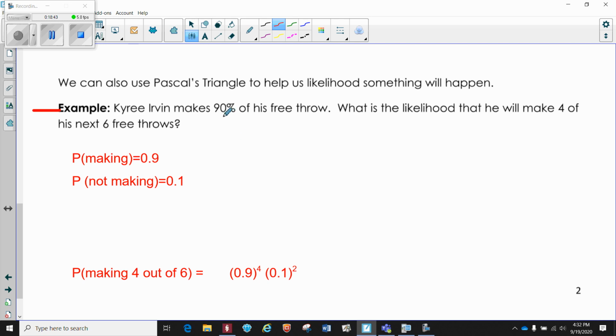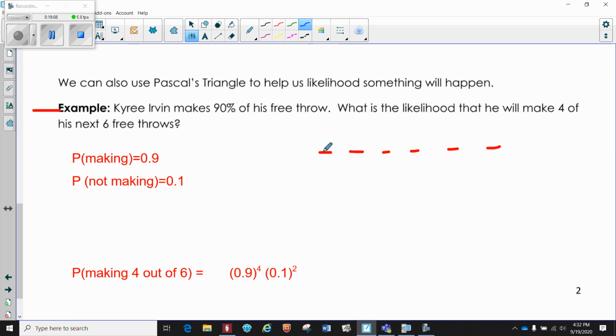So 10% would be he cannot make the free throw. That would be 0.1. So the probability of making a free throw is 0.9, and the probability of not making would be 0.1. So what is the likelihood that he will make 4 of the next 6 free throws? So what is the possibility? He's trying for 6: 1, 2, 3, 4, 5, and 6.